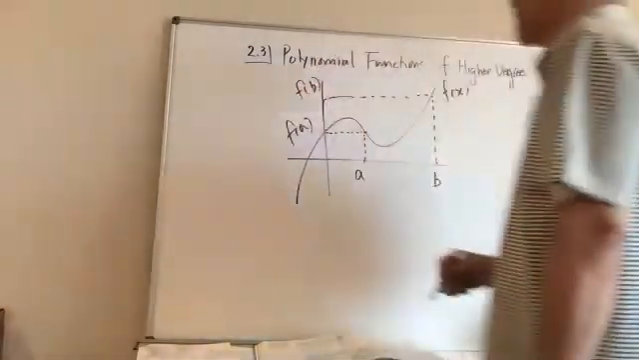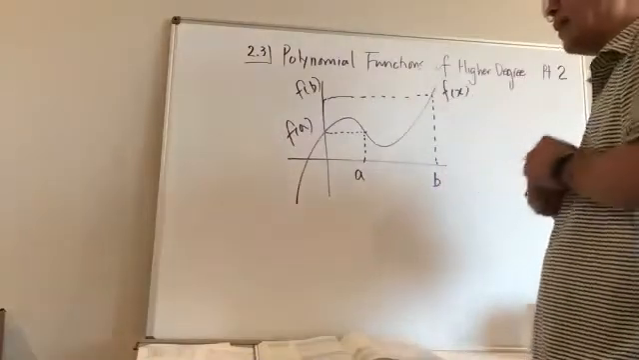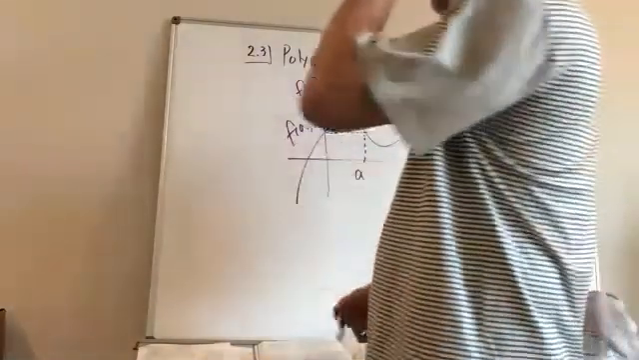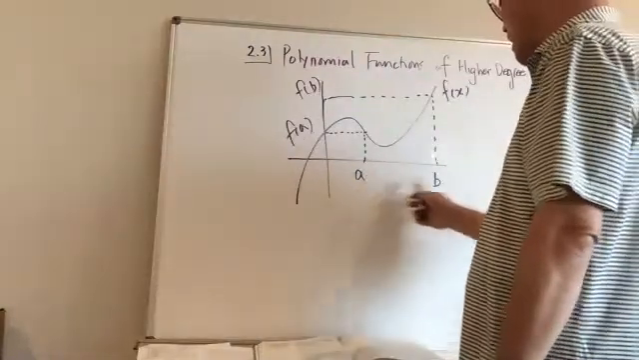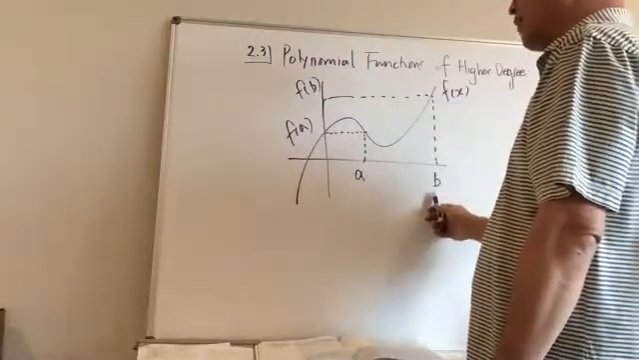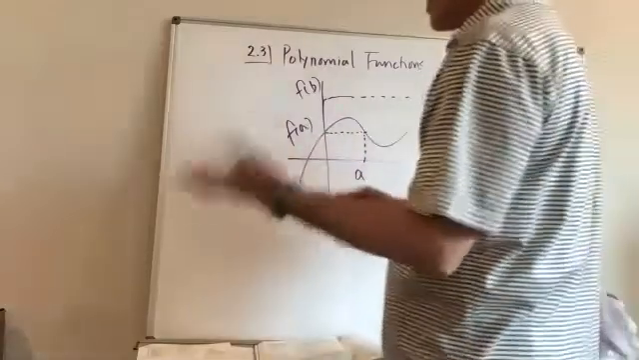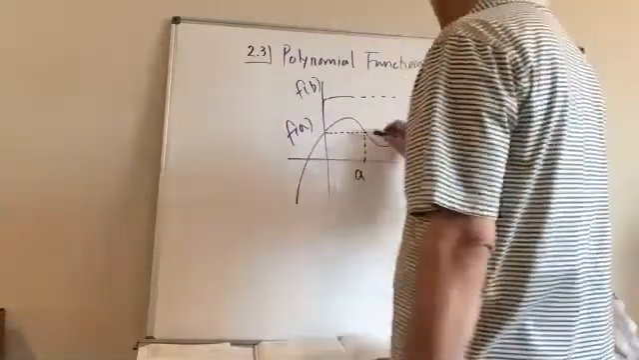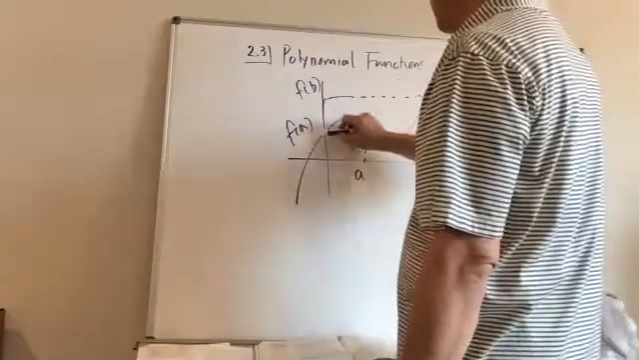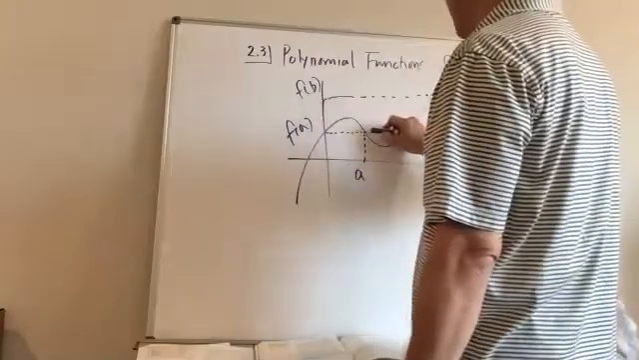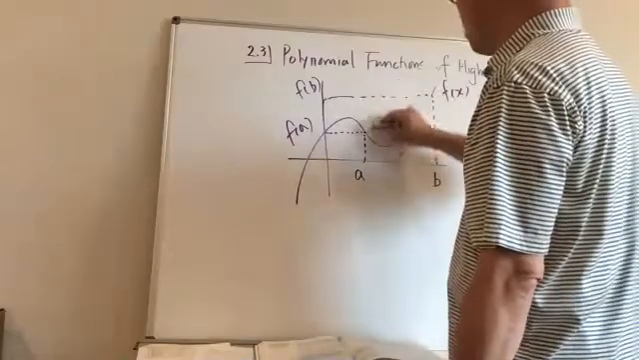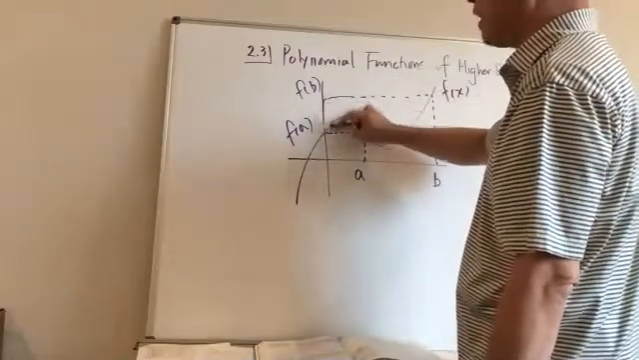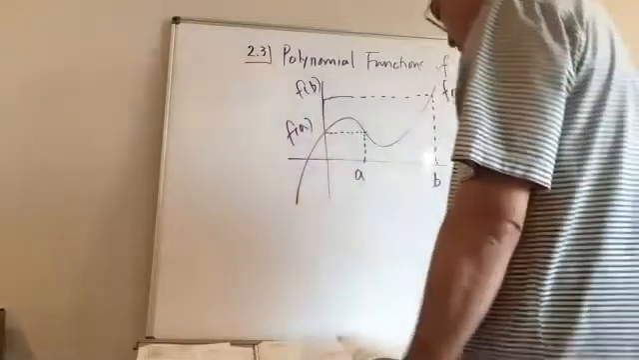Okay, what the intermediate value theorem says is that if the function is continuous between a and b, then the function has to take on every value between f of a and f of b. So you're going to take all the values of y between f of a and f of b. And that's what it says.